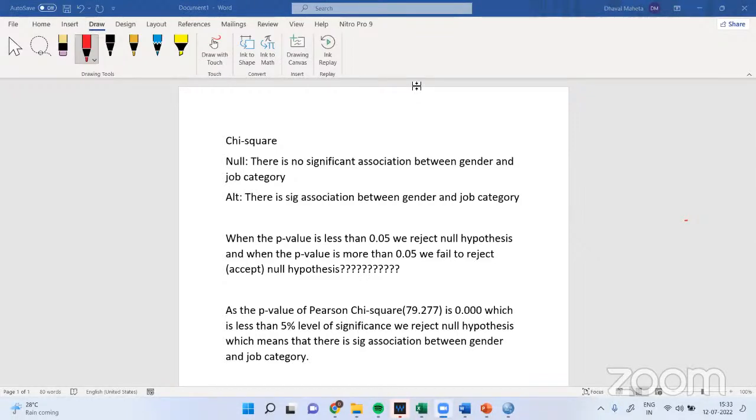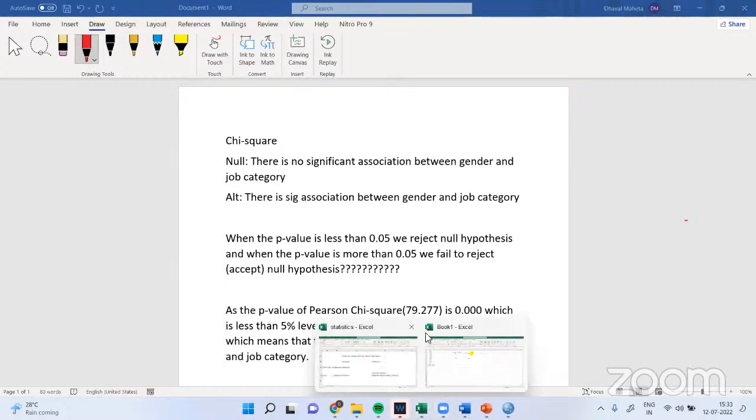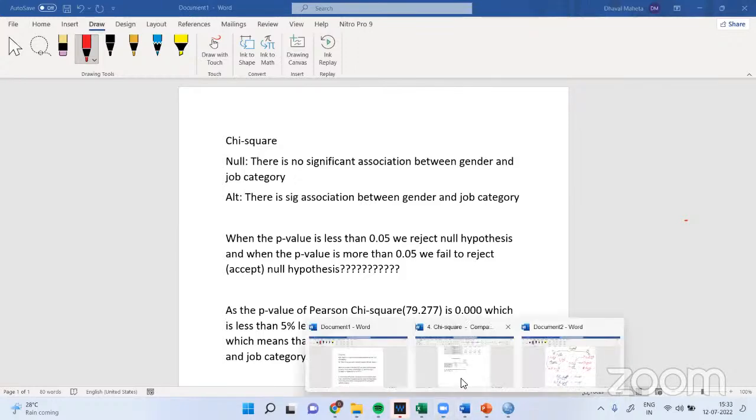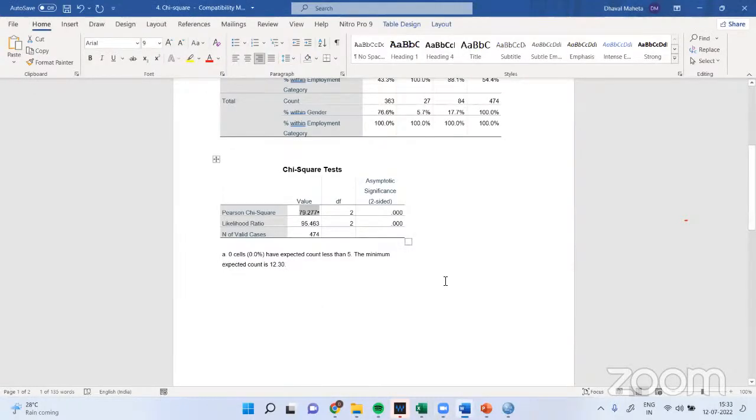Which table you want? Munmi, Bordoloi. Which table you want? Chi-square table. Yeah, I'm showing you the chi-square. Yeah, this is the chi-square.